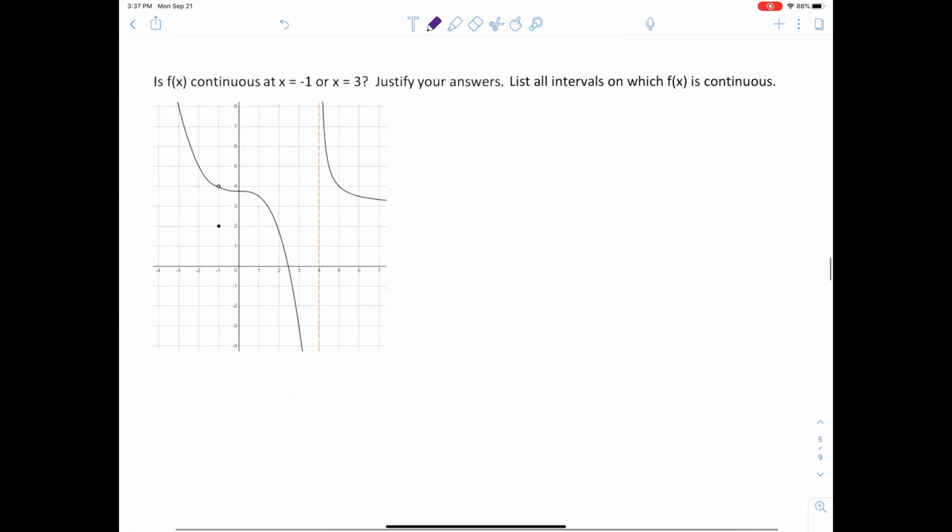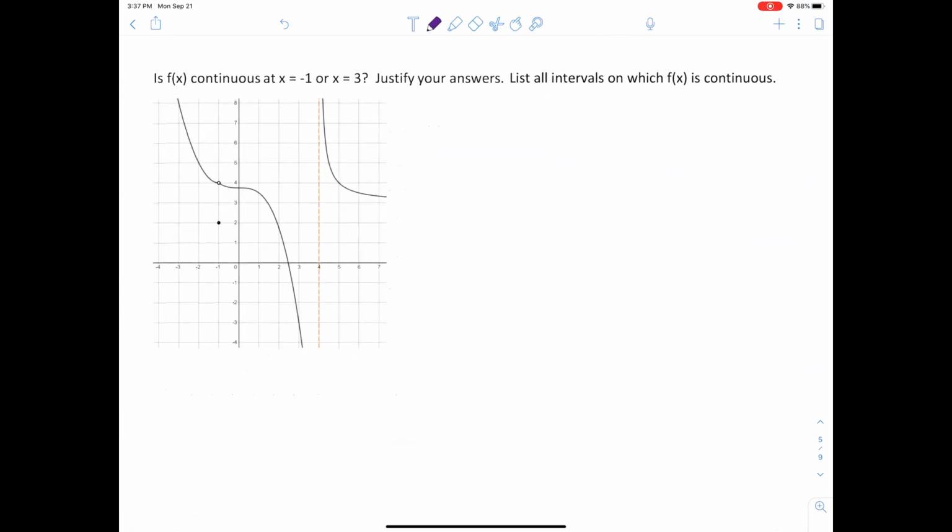This problem asks, is f of x continuous at x equals -1 or x equals 3? Justify your answers, and then list all intervals on which f of x is continuous. So let's deal with x equals -1 first. This is a long problem because I have to discuss each of those three things.